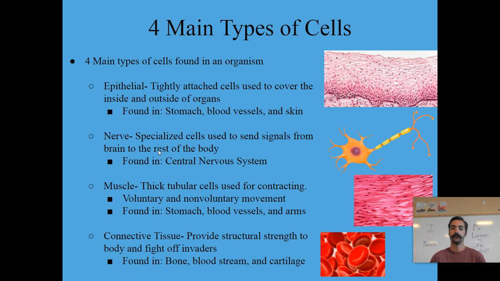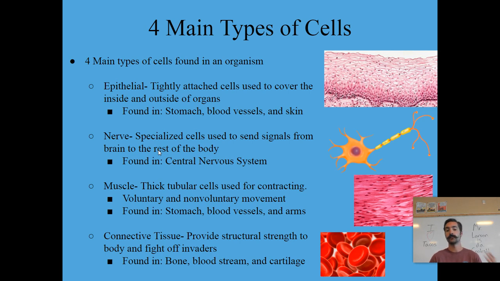Your nerve cells, that's another main type. These are specialized cells used to send signals from your brain to the rest of your body. This is found in your central nervous system. So basically telling me to snap my finger. The nerve cells are basically sending signals from my brain to tell my hand to do this.